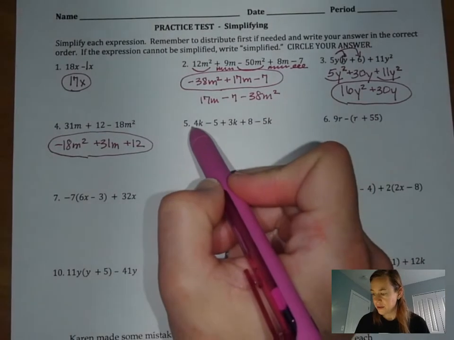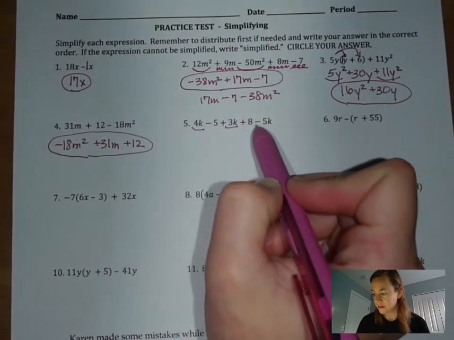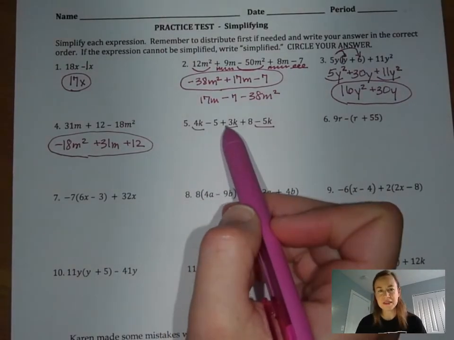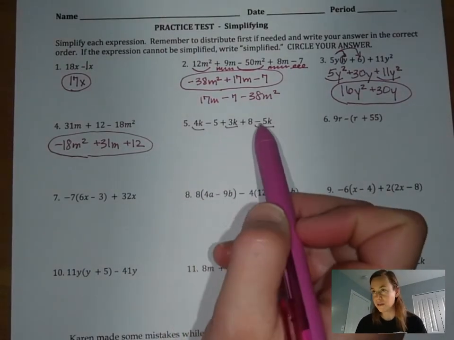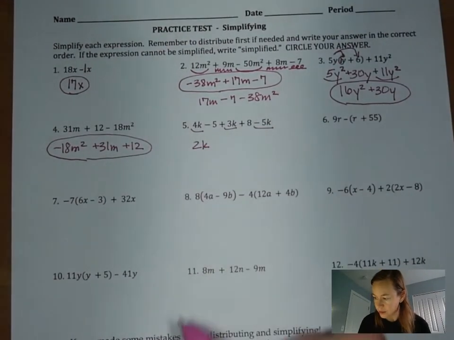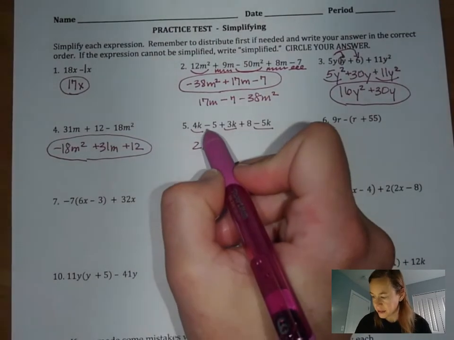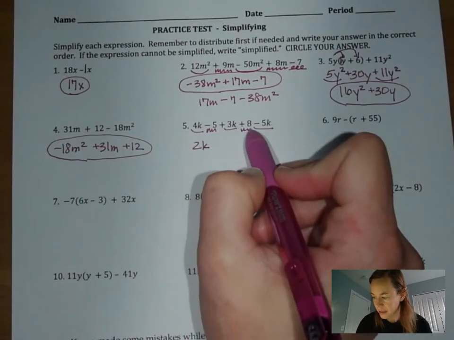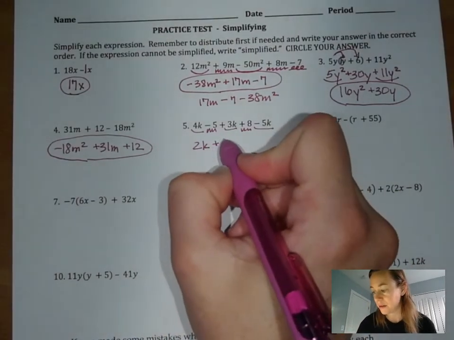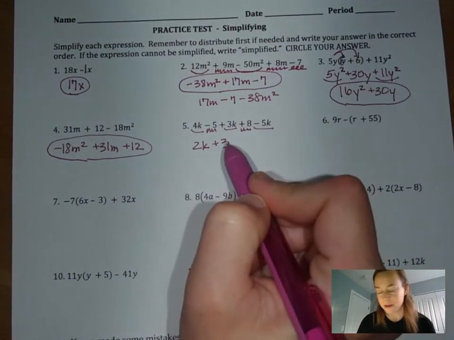Looks like we have some terms with K. All right, so 4 plus 3 is 7, minus 5 is 2. So it looks like we have 2K. And now let's simplify our constants. We have minus 5 and we have plus 8. So minus 5 plus 8, you could think of it as 8 minus 5, and that just gives us positive 3. And that one is done.